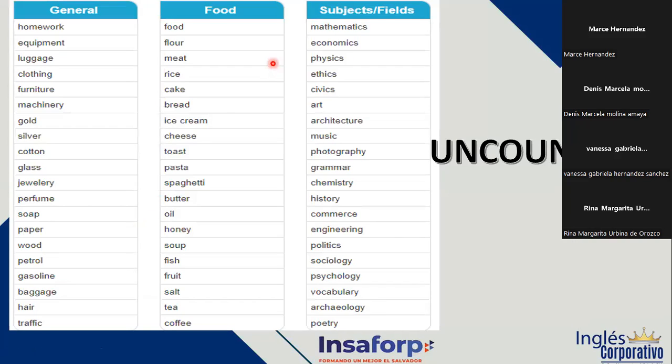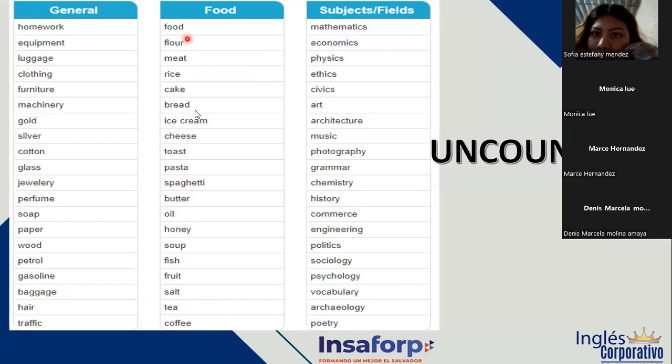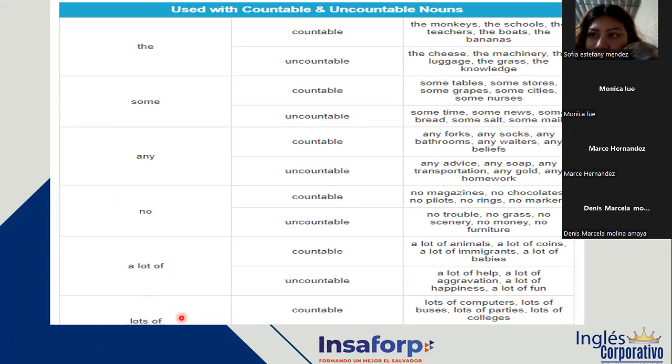So here we have, aquí tenemos vocabulary. Vocabulario. Oh, Zulma, I'm sorry that I didn't see your question. The difference between lots of and a lot of. When I say a lot of, esto yo estoy diciendo muchos. When yo digo lots of, demasiados. Okay, that's the difference.